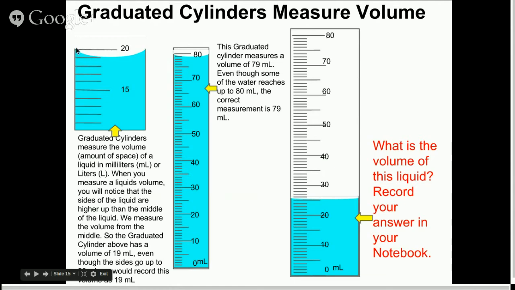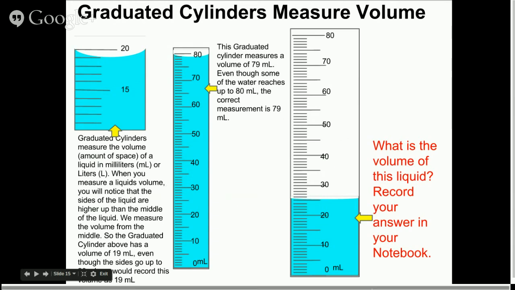So yes, the water does go up to 20, but this is actually 19 milliliters because the bottom of the bubble is at 19. And this one, yes, the water does go up to 80, but you can see right here that the bottom of it goes to 79. So 79 milliliters is the correct measurement on this.